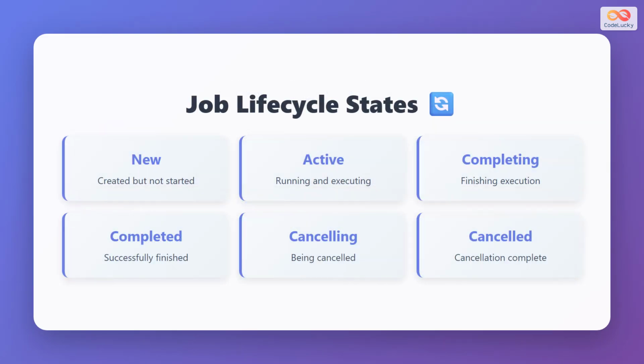Every job goes through different states during its lifetime. There are 6 possible states. First is new, where the job is created but hasn't started yet. Then it moves to active, where it's actually running and executing your code. Next comes completing, a transitional state where the coroutine is finishing up its work. After that, it reaches completed, meaning it finished successfully. If something goes wrong or you cancel it, the job enters canceling state, where cancellation is in progress. Finally, it reaches cancelled, which is the final state after cancellation is complete. Understanding these states helps you know exactly what's happening with your coroutines at any given time.